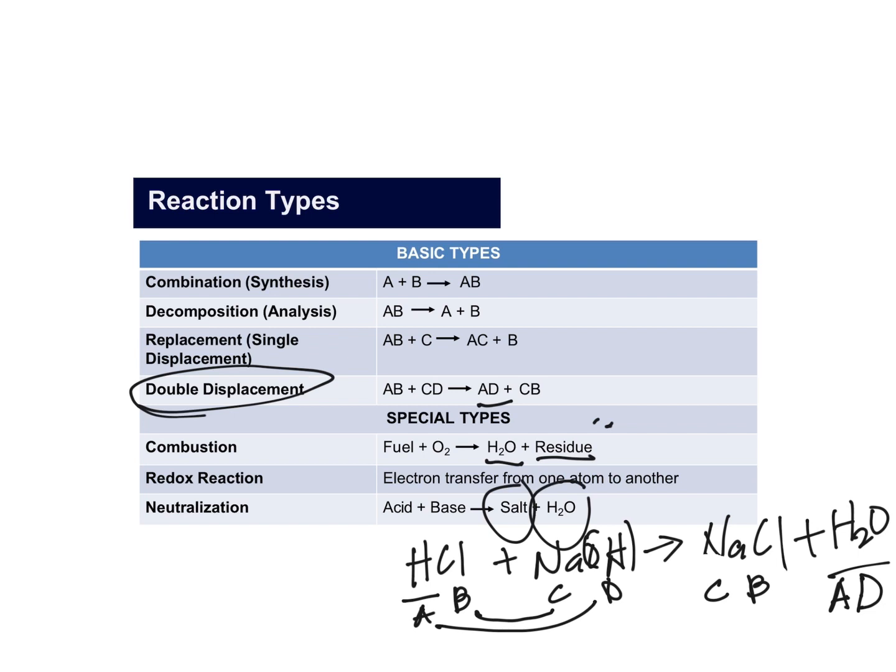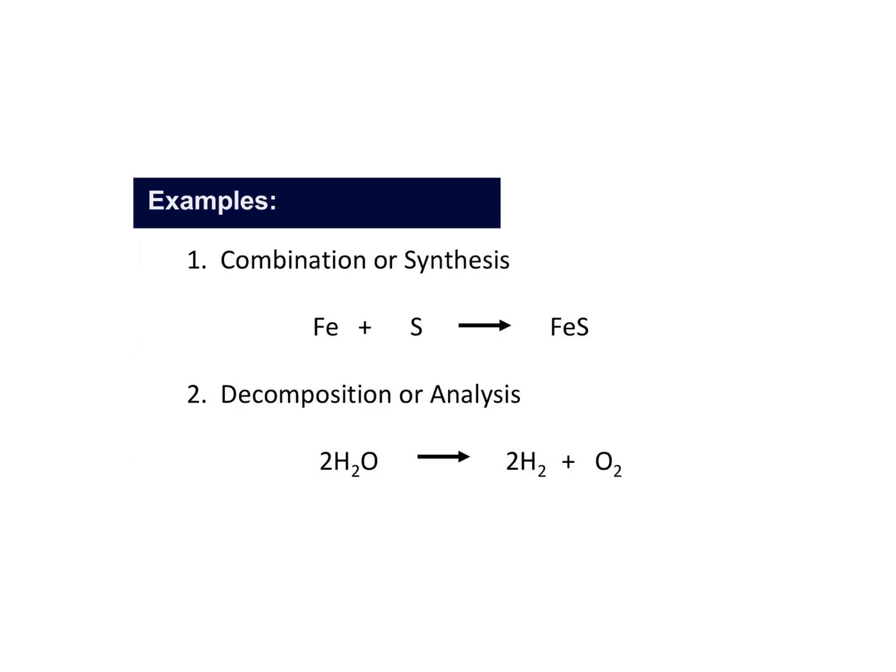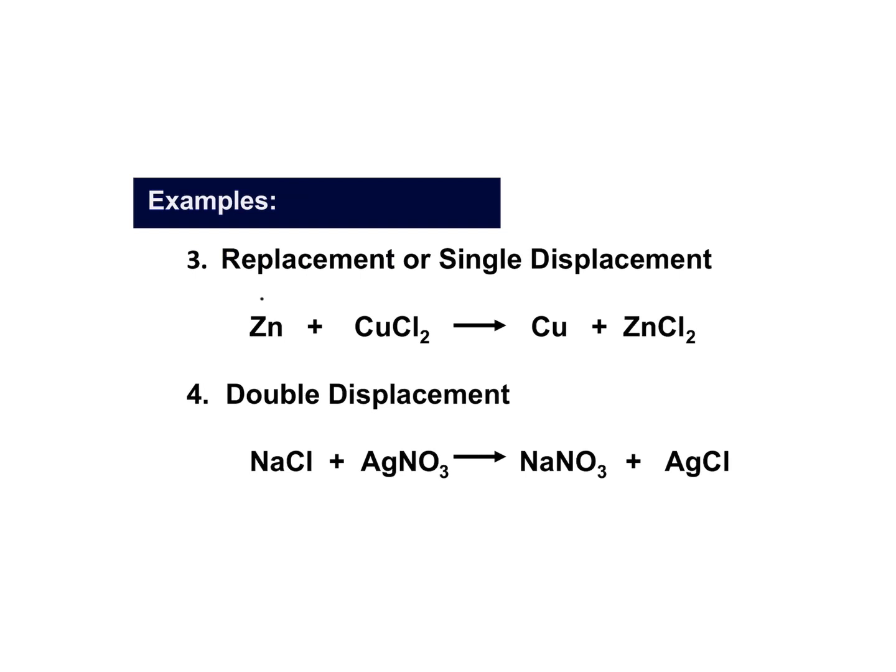Okay, for this reaction. The example for the combination or synthesis is, for example, if you have Fe or iron and sulfur, it will form the compound ferrous sulfide. For the single displacement, that is zinc and copper chloride. What will happen? Zinc will combine with chlorine, resulting in zinc chloride, and then copper will be left out as an element.